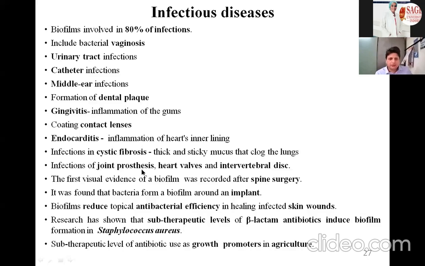There is the prosthesis which is implanted into the body. The joints can get infection, heart valve, intervertebral disc. The first case of this biofilm was reported during spine surgery, and the doctor observed this biofilm formation. In skin wounds also, the antibacterial efficiency is reduced because of this biofilm. Several bacteria produce the lactamase enzyme.